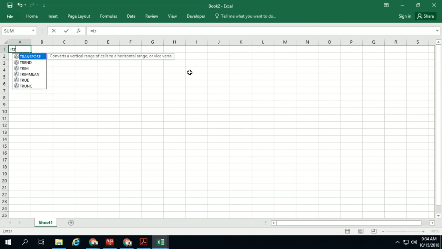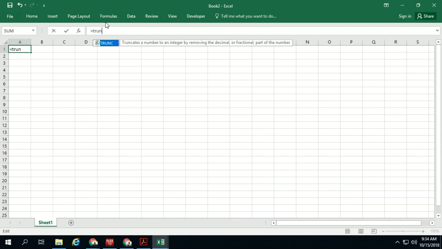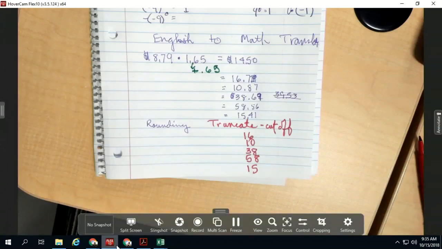Equals truncate. Yep, there it is. So it has a function, truncate, that allows you to take the number. What was that first one? 16.71, was it? Yes. So if you truncate that, it'll say $16. So truncate, Excel understands. Let's go to some more rounding situations.